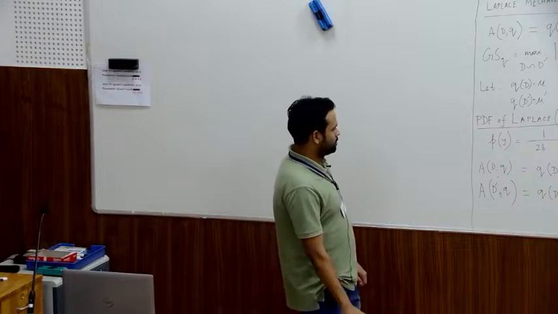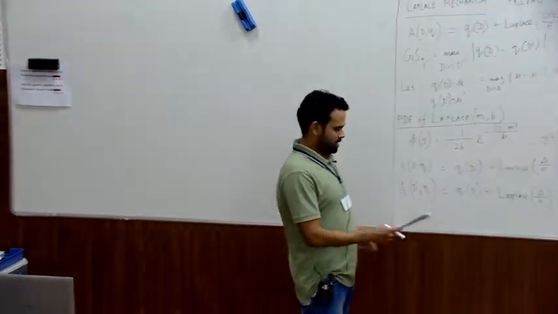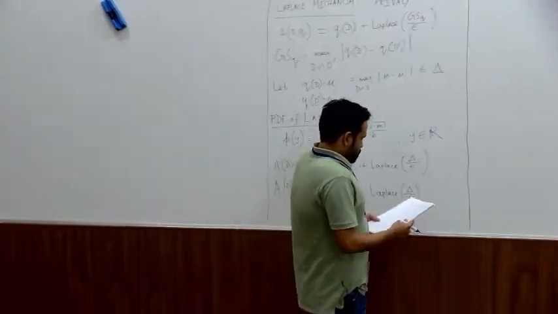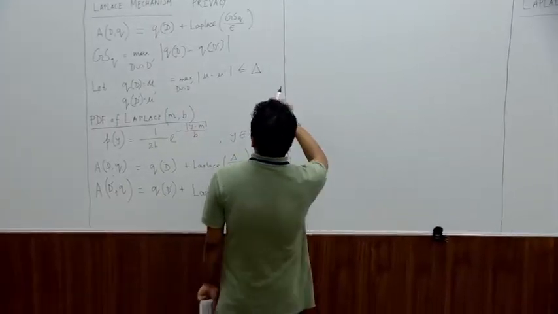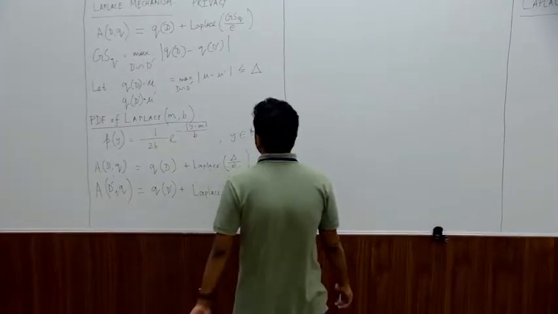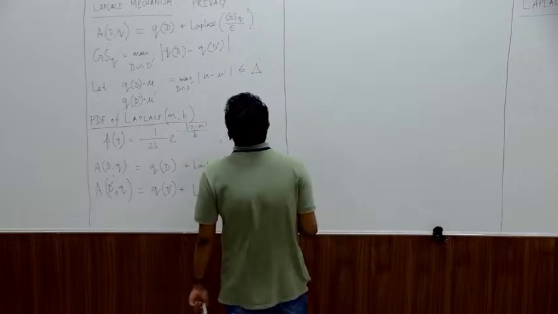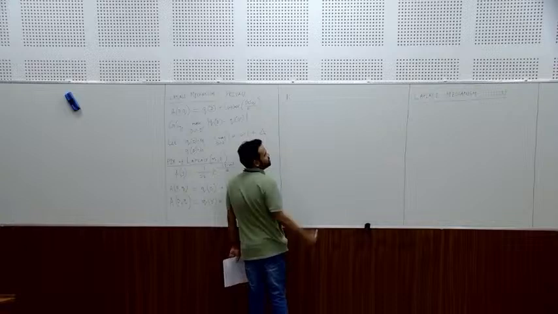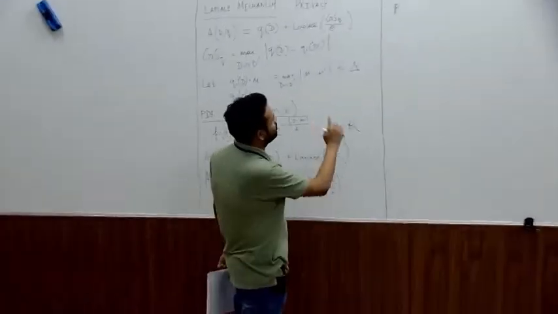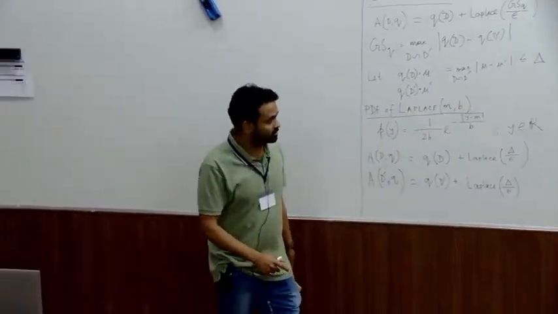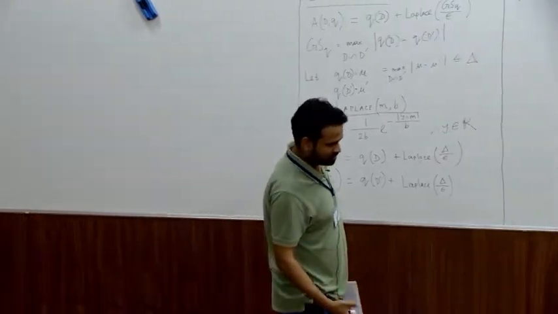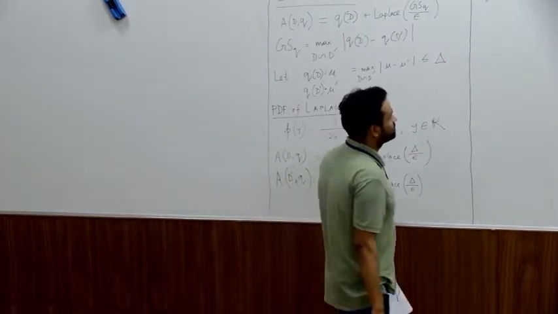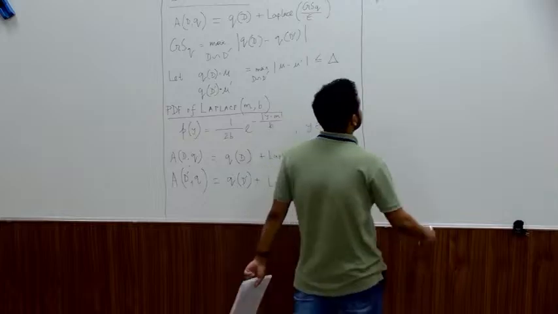So now we are trying to prove that Laplace is differentially private. For that, what do we need to show? We need to bound the ratio of probabilities, when the input is d in one case, and when the input to the algorithm is d dash in the other case. So we have to bound the ratio of these two probabilities.